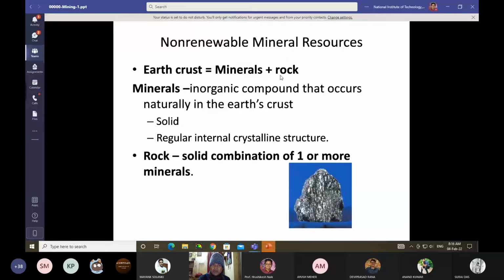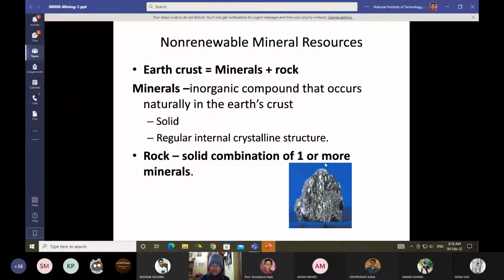So what are minerals? Minerals are nothing but inorganic compounds that occur naturally in the earth's crust. They are solid materials with regular internal crystalline structures, whereas a rock is a solid combination of one or more minerals. So let us define the mineral resource. What is a mineral resource?